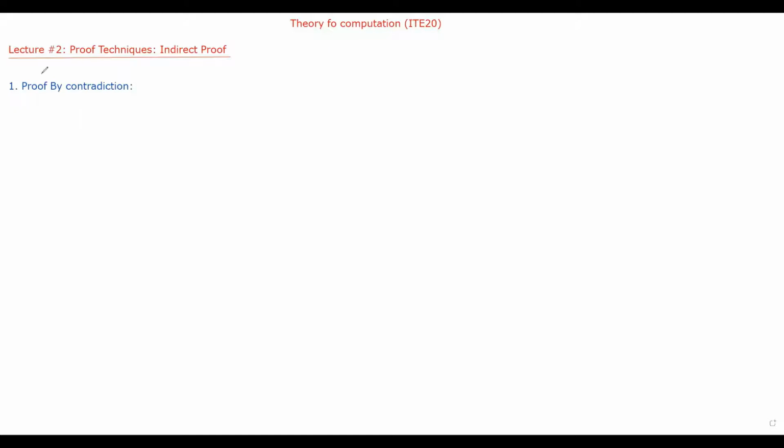Now let's understand contradiction with the help of an example. Let's say the theorem is saying: if n is odd, then n square is also odd. So this is the theorem. If n is odd, then n square is also odd, and let's say we have to prove it. Okay, let's write the proof.